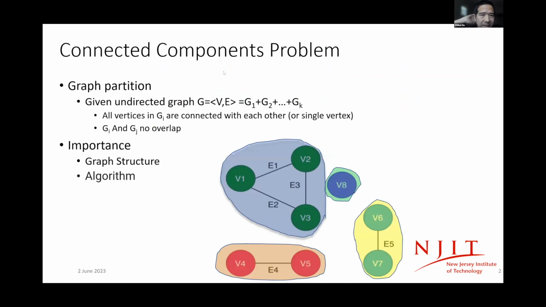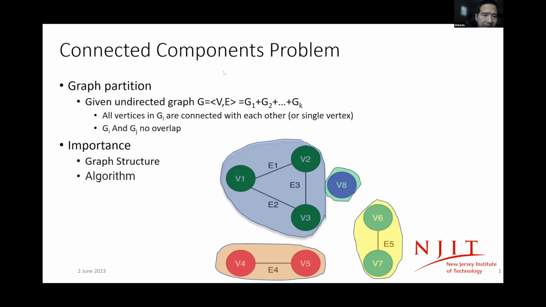First, about connected components, it's basically a graph partition problem. The basic idea is that for a given undirected graph, we need to partition it into several subgraphs. For each subgraph, all the vertices must be connected with each other, and for any two subgraphs, the vertices cannot overlap. This is the connected component problem.